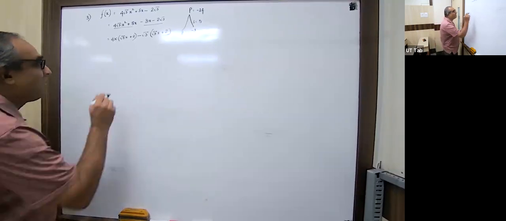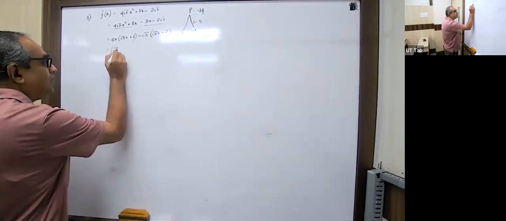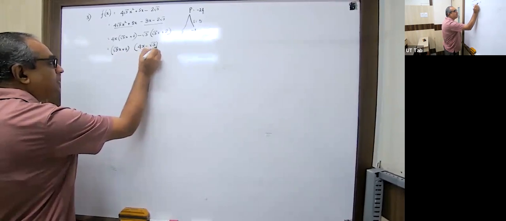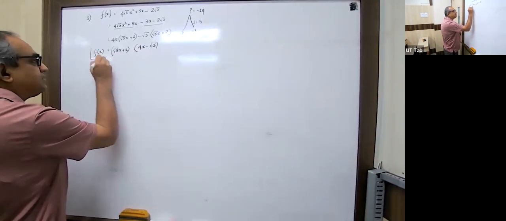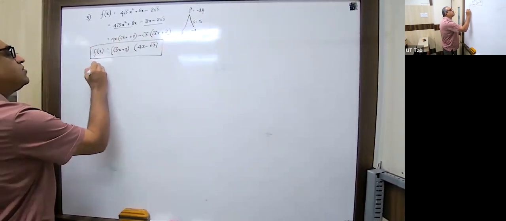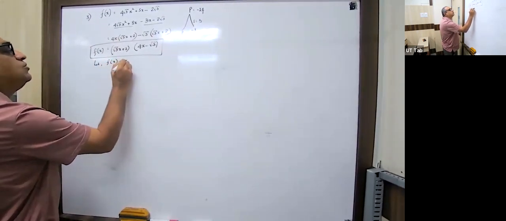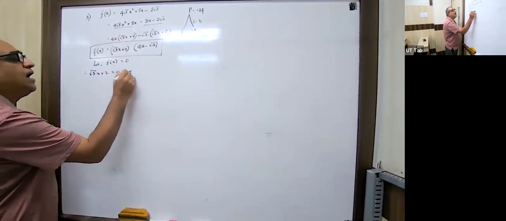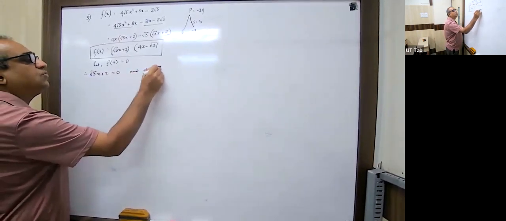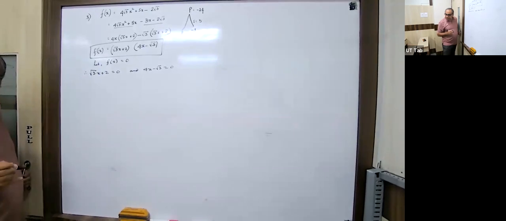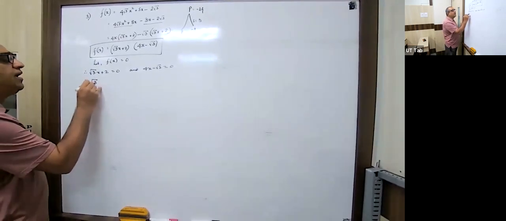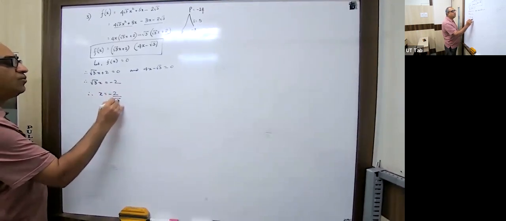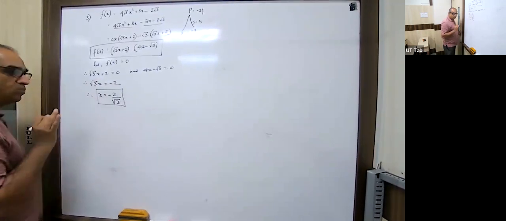That's all. That is root 3x plus 2 into 4x minus root 3. This is my f of x, right? To get the zeros, I'll say let f of x be equal to 0, therefore root 3x plus 2 is equal to 0 and 4x minus root 3 is equal to 0. Correct? Therefore, root 3x is equal to minus 2. Therefore, x is equal to minus 2 by root 3. This is one zero.